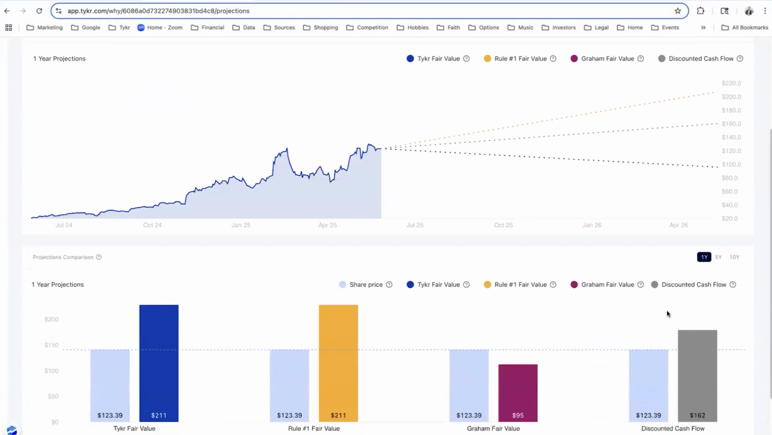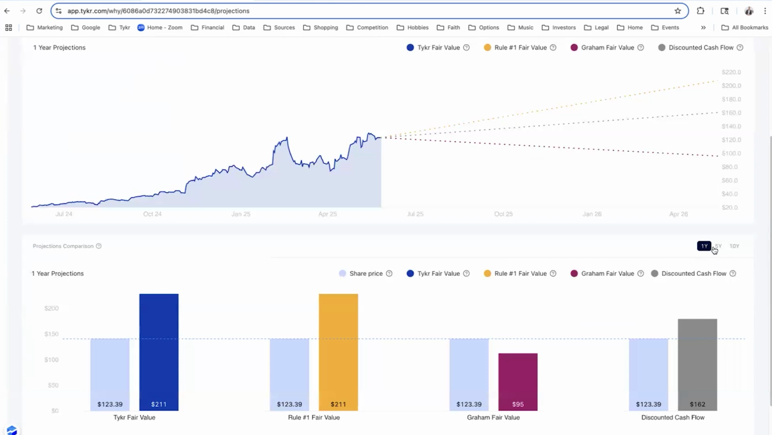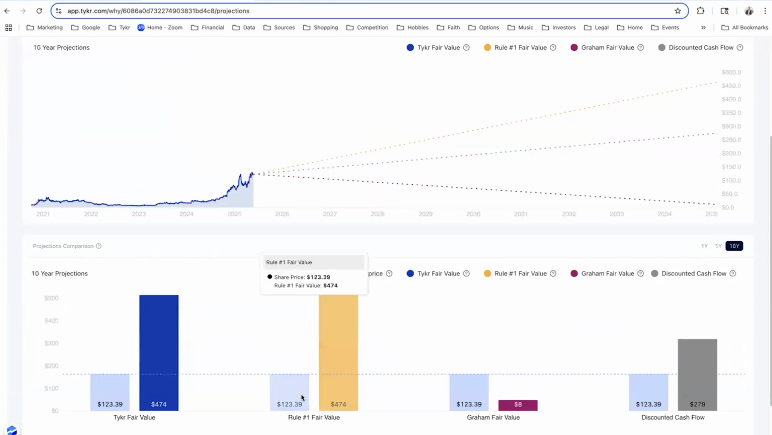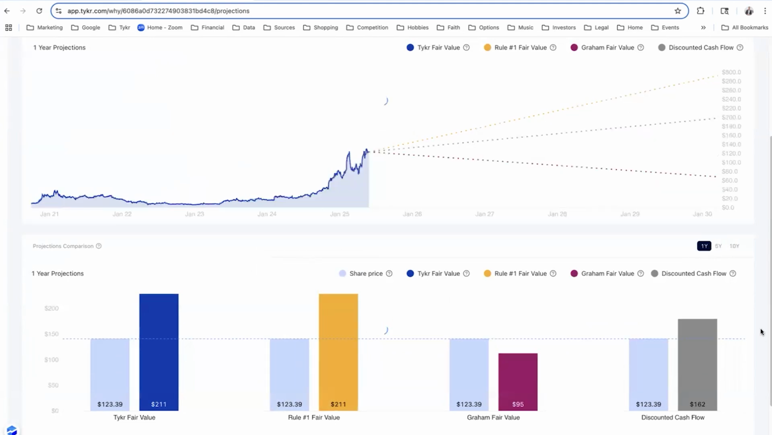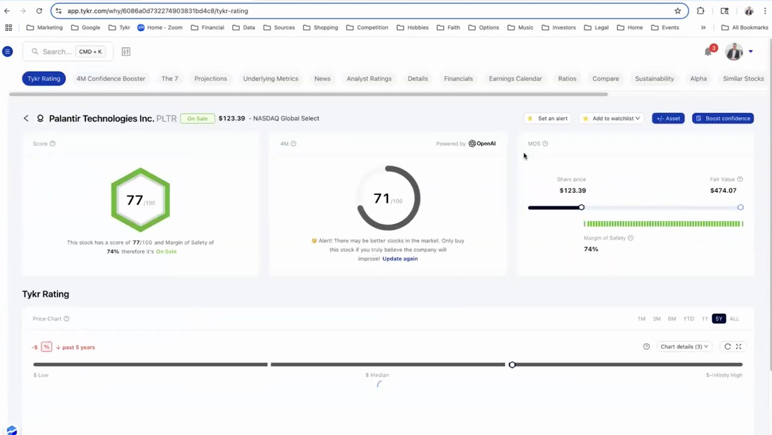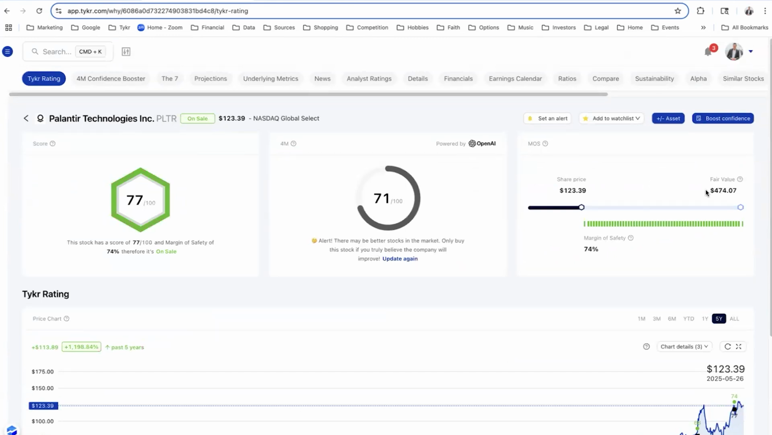We put them into Tykr just so people can see a side-by-side comparison, because people were bouncing around other platforms. We're like, hey, why don't we just put them all in one clean location? Now, keep in mind, there are other ways to calculate fair value, but these are probably the most popular ways to calculate. Let's scroll down. A nice feature here is you can click the 1 year, 5 year, and 10 years and see the side-by-side of the share price and the fair value over that duration. And of course, on the Tykr rating page, you can see the share price next to the fair value.